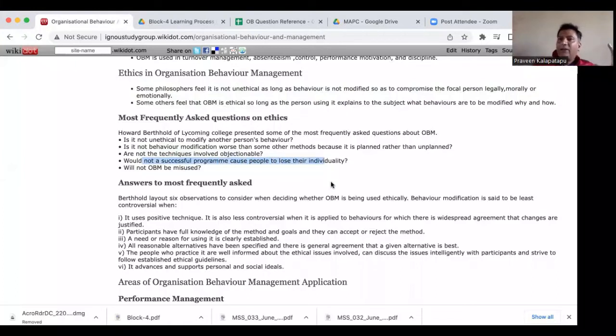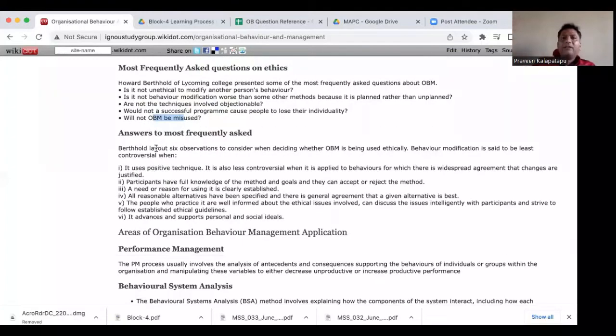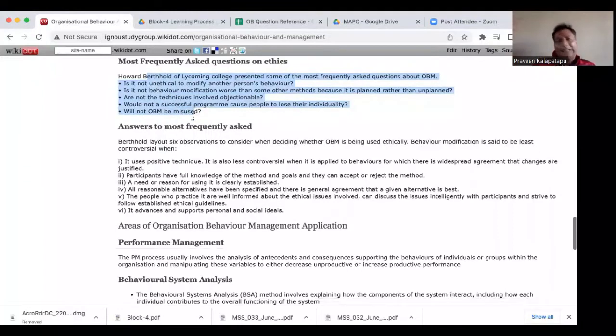So ultimately, when you're changing the individual, are they losing the individual? Once you successfully modify them, they are no more the same individual, right? Will OBM not be misused? How do you guarantee that the way OBM deals with its subject can't be misused? Maybe, right? So these are the questions that frequently crop up as far as ethics are concerned.